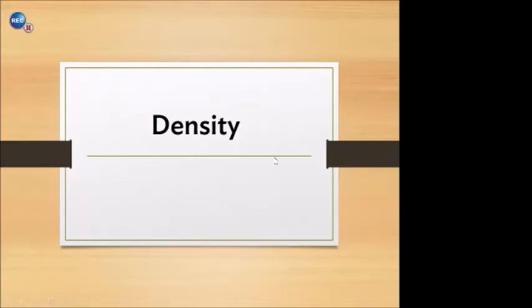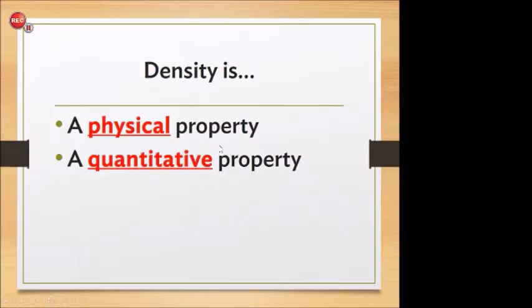Right, so we are going to learn about density today. Density is a physical property, so it does not change the bonds in a molecule. When you measure the density, you're not changing any of the bonds. The chemical formula is going to stay the same. And it's also a quantitative property, which means we can measure it, we can describe it using numbers, right?